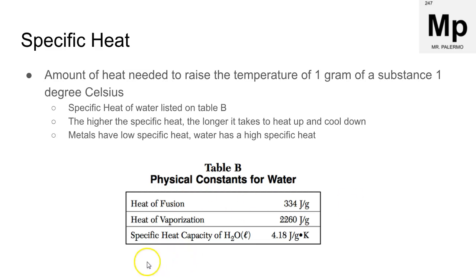And for water, we have the specific heat listed on table B, which is on the front of our reference table. The higher the specific heat means the more energy it takes and the longer it takes to heat and cool down a substance. So water has a very high specific heat capacity in comparison to other things like metals. Metals heat up very quickly and cool down very quickly, hence they have a low specific heat.